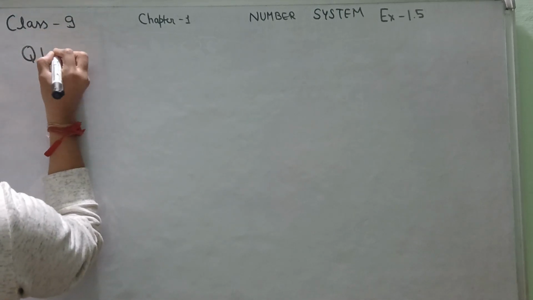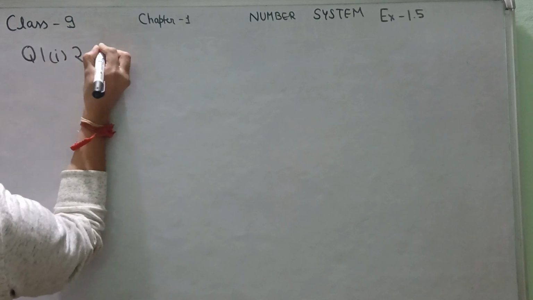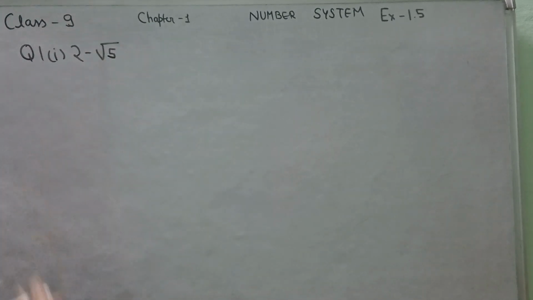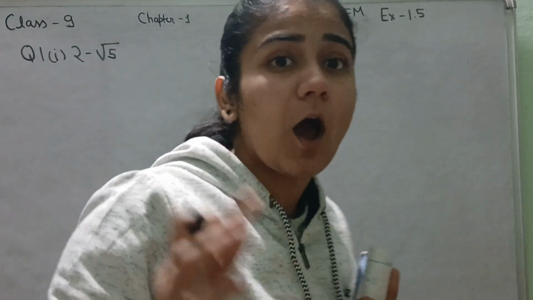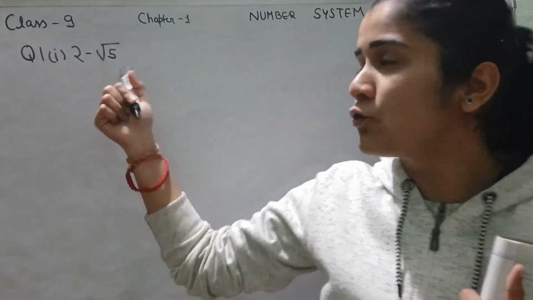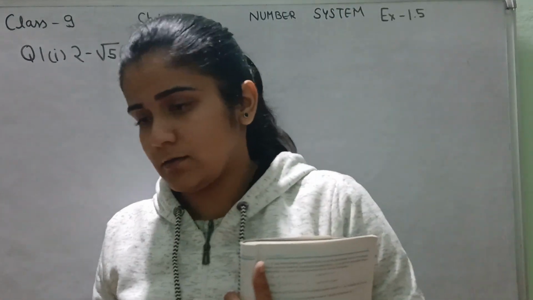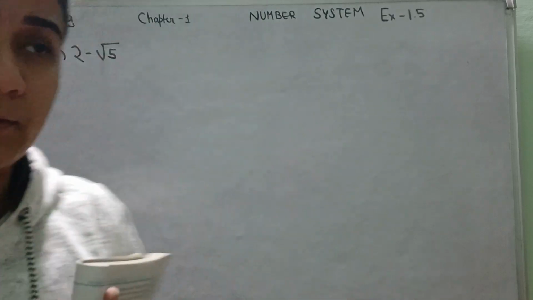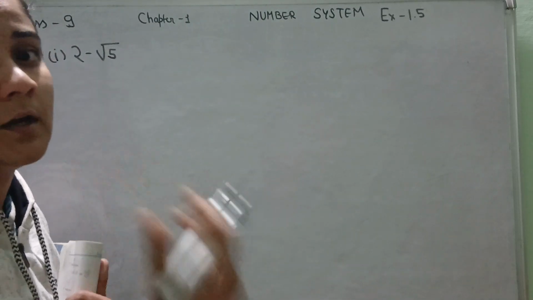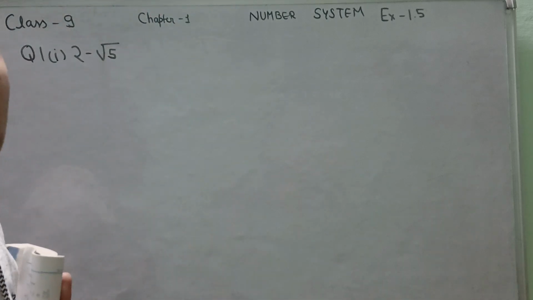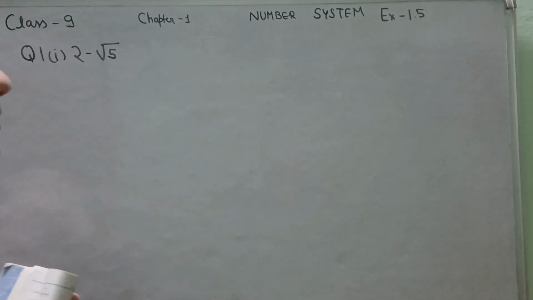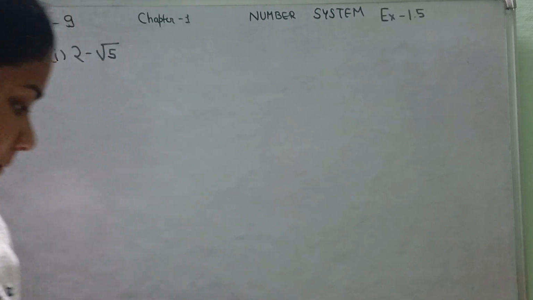Okay. So coming on to question number first, part first. 2 minus root 5. So here, if we take 2 separately, 2 is a rational number, but minus root 5 is an irrational number. Why? Because root 5, when expanded by long division method, gives a number which is non-terminating and non-repeating. So the first number is irrational.